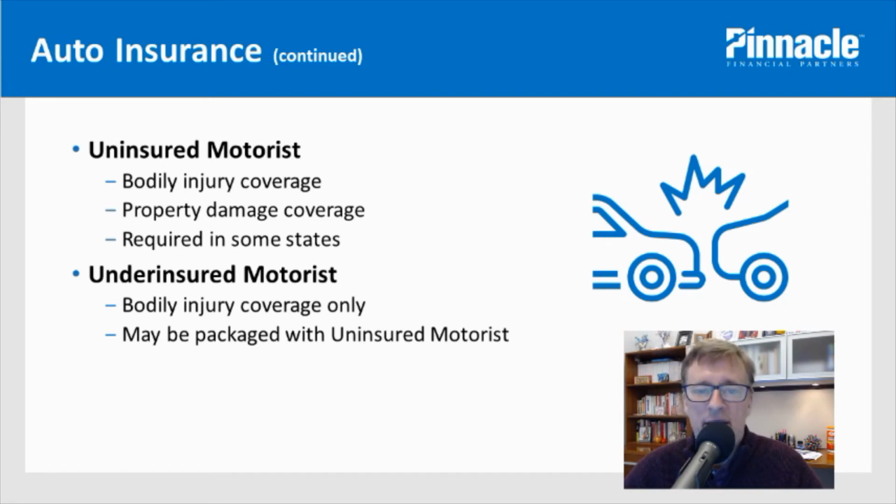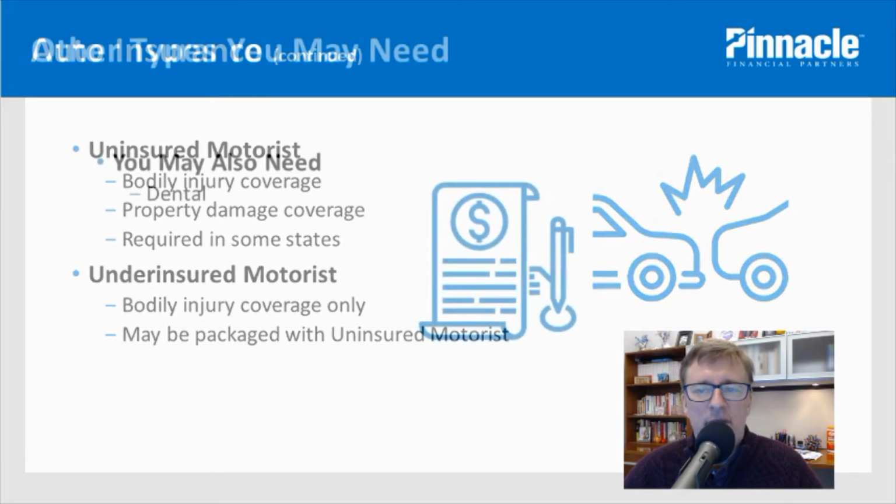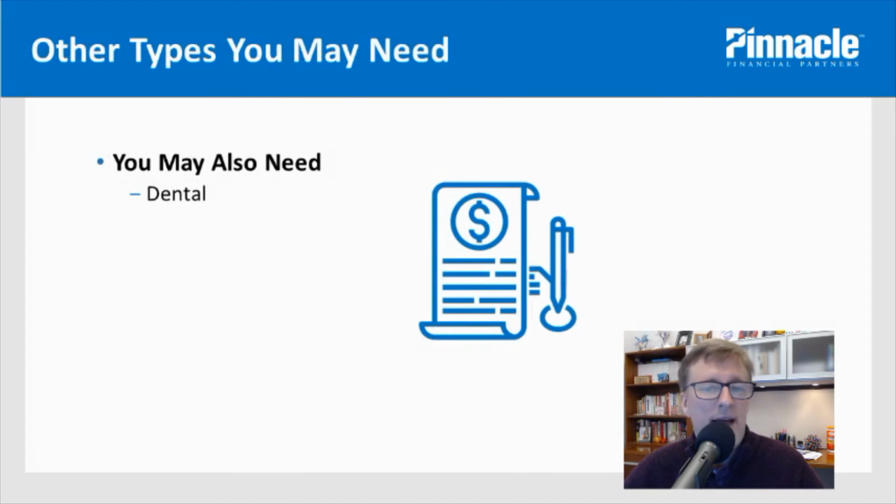Currently, 21 states and the District of Columbia have laws that make some combination of uninsured or underinsured motorist coverage mandatory. According to the Insurance Information Institute, 1 in 8 drivers on U.S. roads is uninsured, so it may be a good idea to consider uninsured motorist coverage even if it's optional where you live. So those are some types of insurance that pretty much everybody needs.